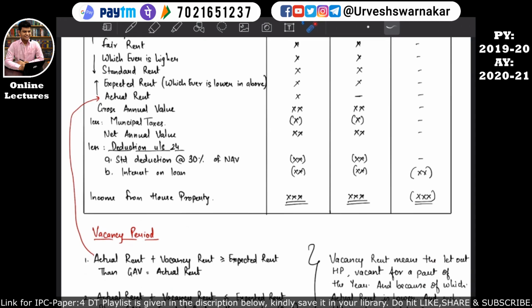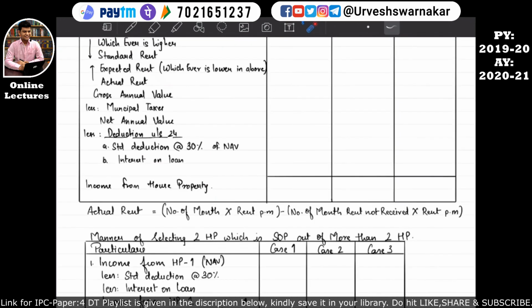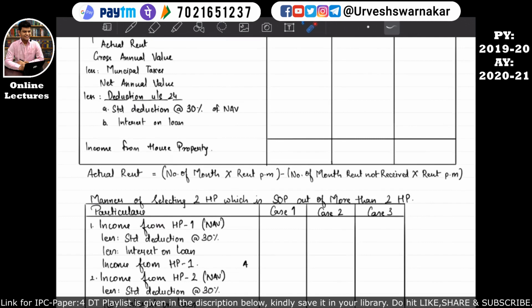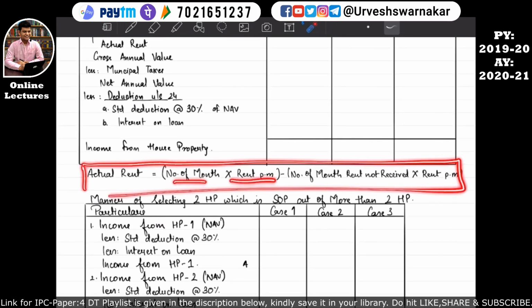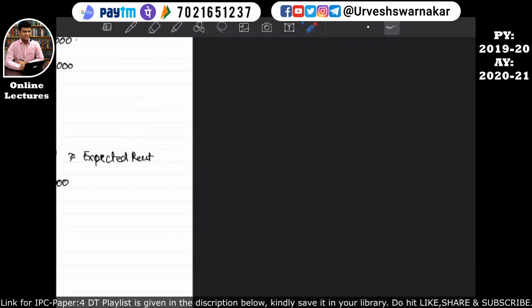Okay, one more concept I want to teach you all that is not written in the notes, okay, but it is given in the format. Okay, in the format book, after this first table I have written actual rent: number of months into rent paid minus number of rents not received into rent per month. Okay, so what is this actually? So let me explain you with the help of an example.